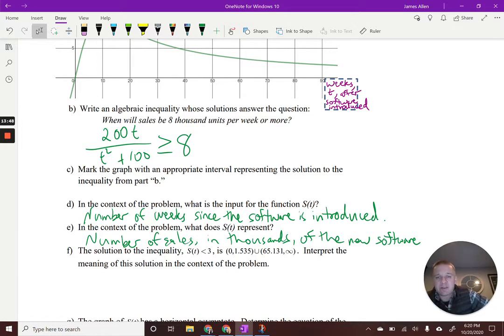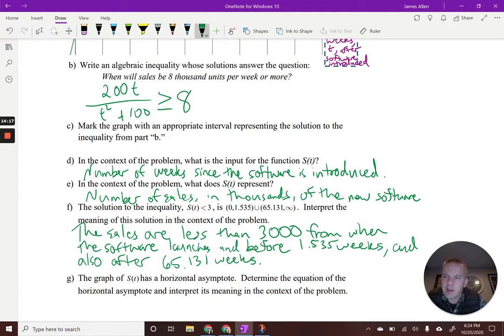So what this is saying is that sales are less than 3,000, and it's occurring from 0 weeks to 1.5-ish weeks, and then at 65 weeks on. Roughly 65. We'll use the actual numbers in our answer. But there we go. So we're just saying this is the time frame of when sales are going to be less than 3,000. And as we know, as the software has been out for a while, it just kind of slowly peters out, as we said earlier, to nobody really wants it anymore. All right. So let's write that one up.